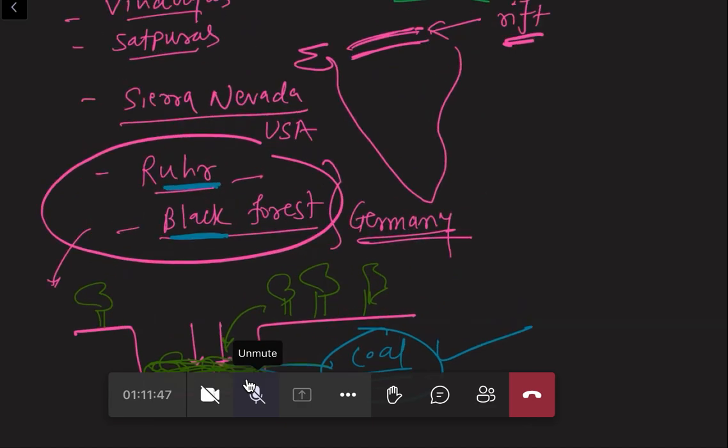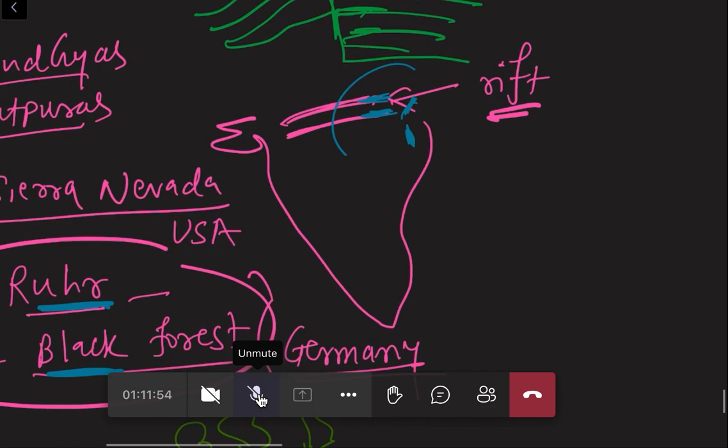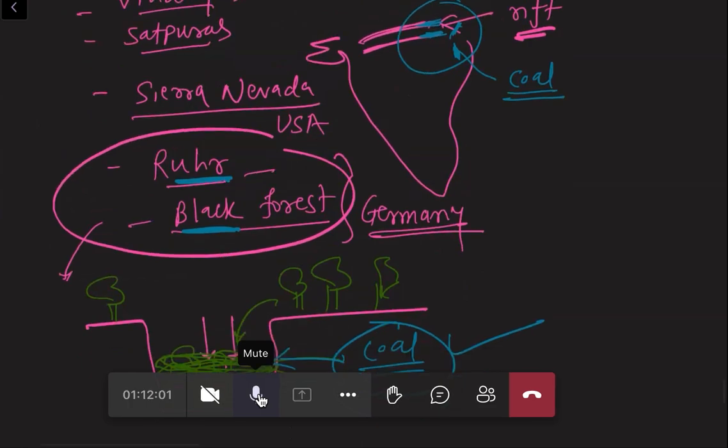Even in India also, in the Vindhya Satpura ranges, in these areas you will have coal deposits of India. Why is it so? Because of faulting. Chota Nagpur Plateau. Yes, Chota Nagpur Plateau. Actually, Chota Nagpur Plateau is called the Ruhr of India. Okay, this is a very important fact. Chota Nagpur Plateau, the Ruhr of India. Good.